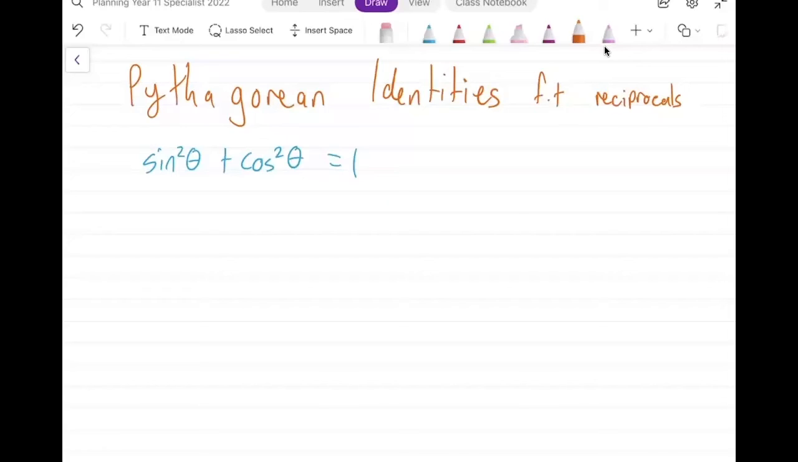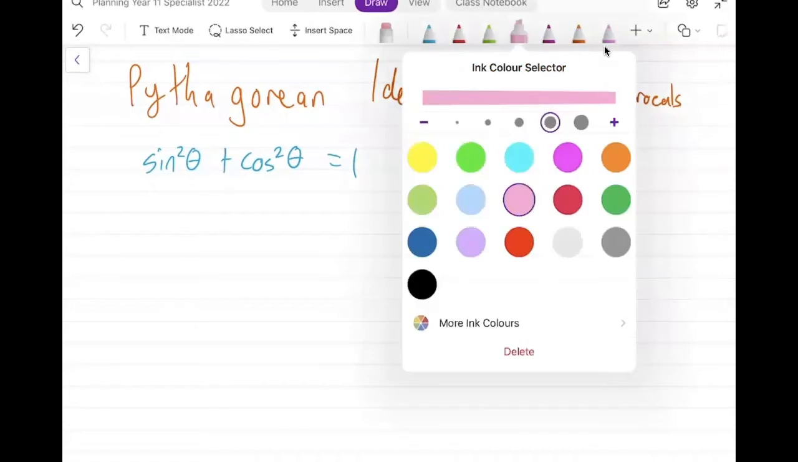Okay, guys, welcome back. So we're going to look at Pythagorean identities, and this time we're going to look at how this can be done with reciprocal trig functions. Now, we know this one. We've used this one a fair bit. This is sine squared theta plus cos squared theta equals 1.